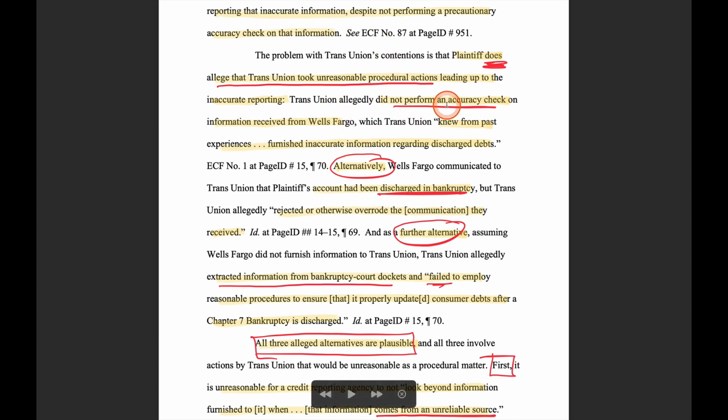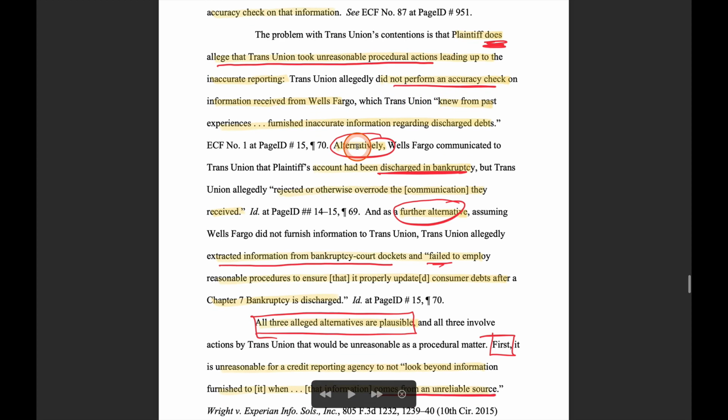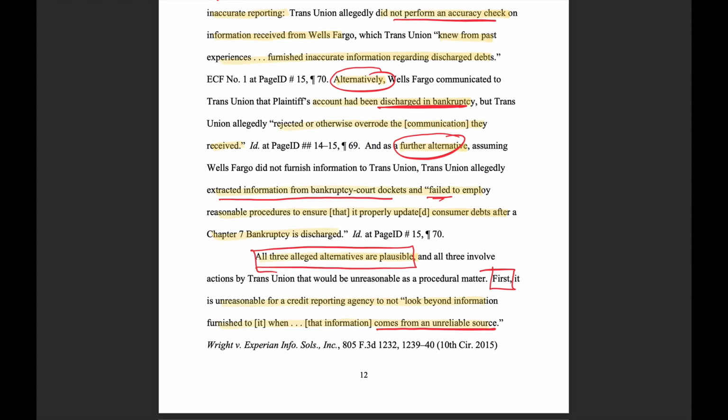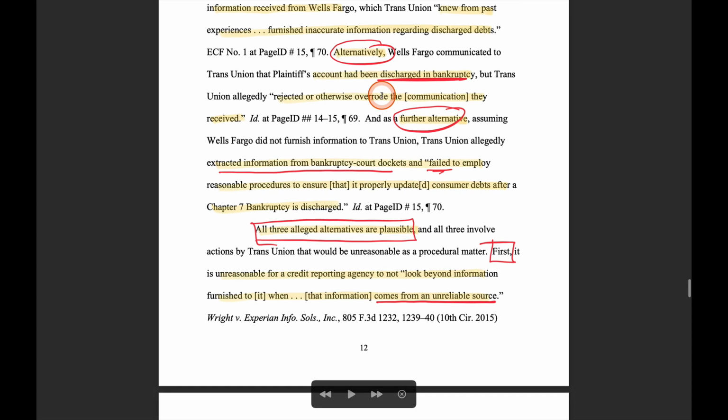TransUnion did not perform an accuracy check on the information from Wells Fargo, which TransUnion knew furnished inaccurate information. So the allegation is you guys know Wells Fargo is terribly unreliable on discharged debt. Alternatively, Wells Fargo told TransUnion it had been discharged, but TransUnion rejected or otherwise overrode the communication they received. Now, see, those are contradictory. On one hand, Wells Fargo didn't tell you it was discharged, and you should not have trusted that because you know they're unreliable. Alternatively, Wells Fargo did tell you that this was discharged debt, and you just ignored it.